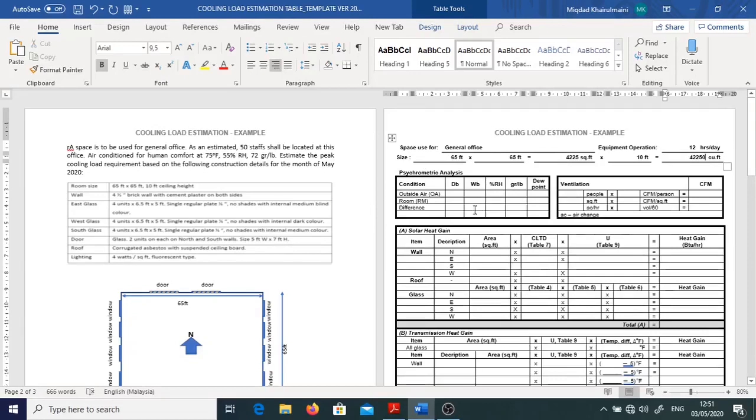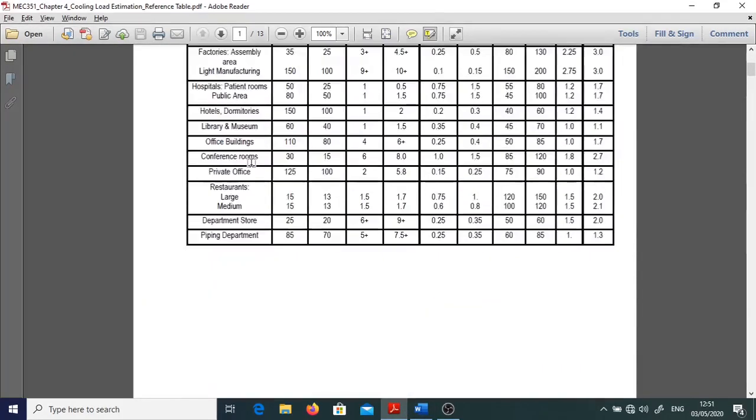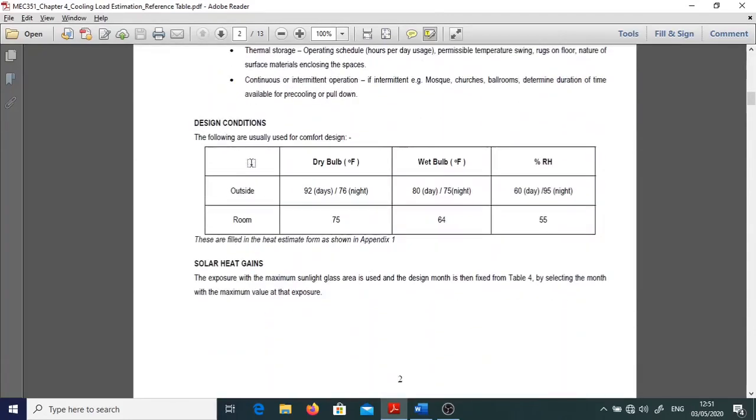Okay, next is to fill in the psychrometric analysis. So this one is based on the design condition, which we can get from page 2. So we have the design condition here. For outside, we will read the day values. So 92 for dry bulb, 80 for wet bulb, and 60 for relative humidity. Okay, for room, it's also given in the question. So 75 dry bulb, wet bulb is 64, and percentage humidity is 55%.